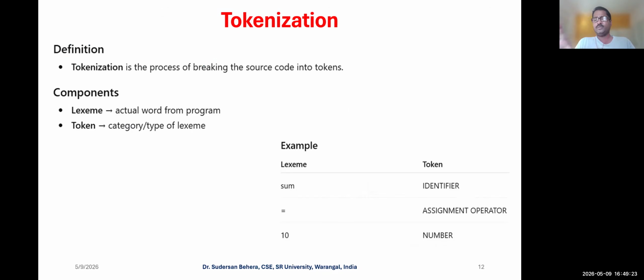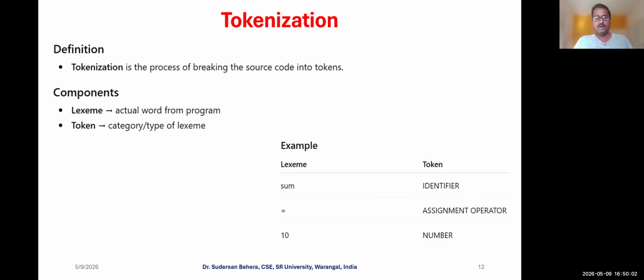So the process of generating or identifying a token for a particular word or lexeme is called tokenization. The process of scanning the input character by character, and upon getting a single word, finding the corresponding token type of that word, is called tokenization. Very interesting.